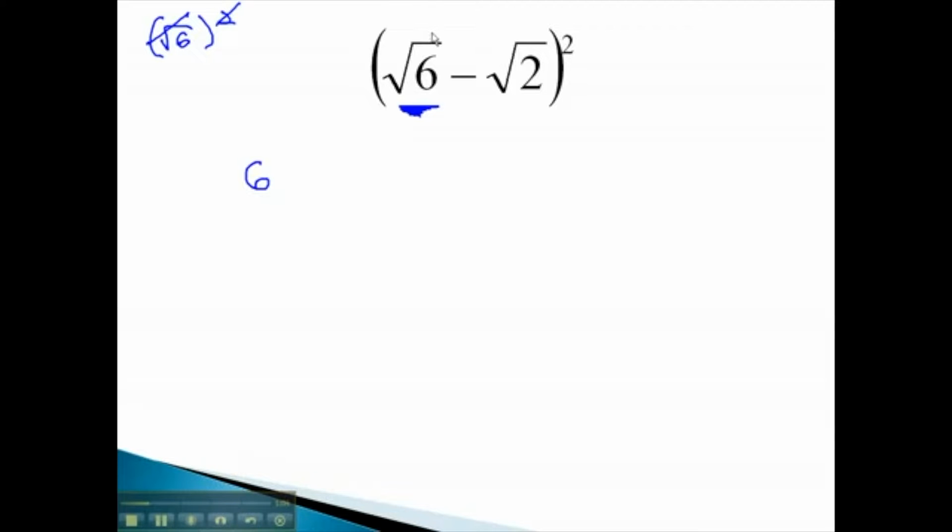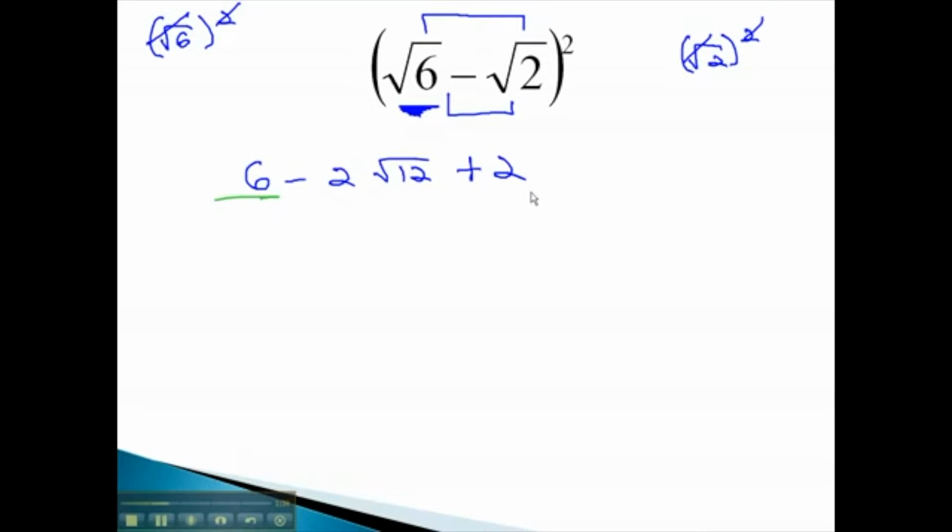In the center, we need twice the product. Root 6 times negative root 2 is negative root 12, and it is there twice. Negative 2 root 12. Again, we'll square the last term at the end. And just as before, when we square a square root, the square and the square root undo each other, leaving just the positive 2.